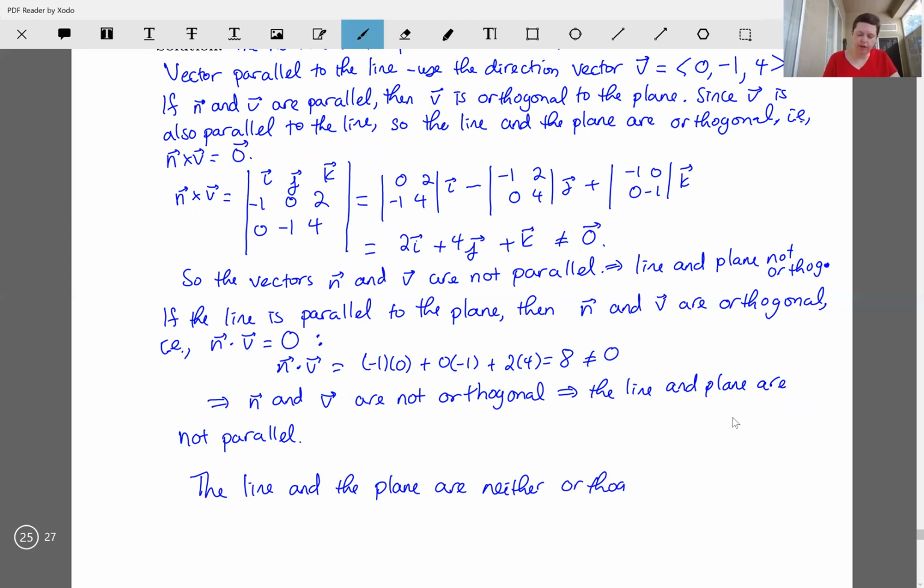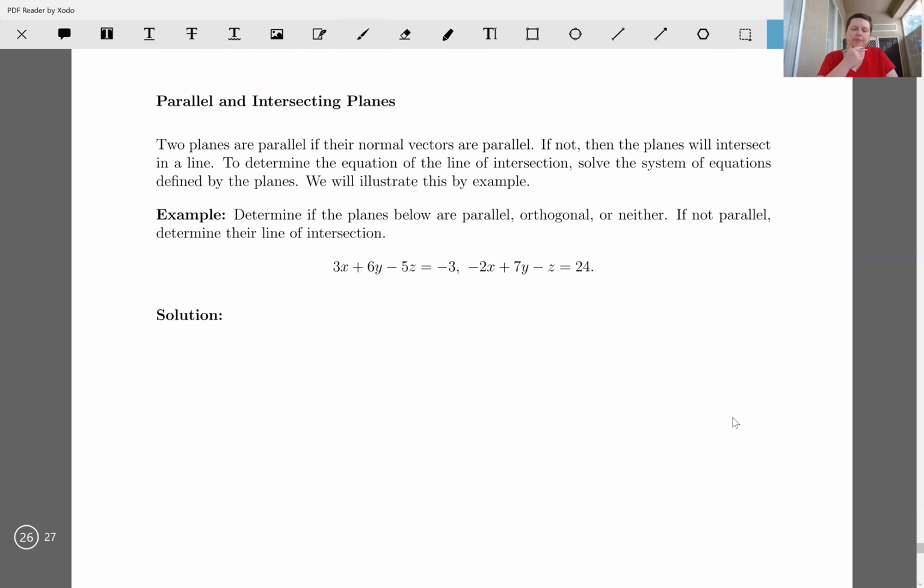And now let's talk about what happens when two planes exist together, i.e., parallel and intersecting planes. So how do we tell if two planes are parallel? Well, if two planes are parallel, then their normals are also going to be parallel. There you go. What if not? Well, if not, then the planes are going to intersect. And if they intersect, they're going to intersect in a line.